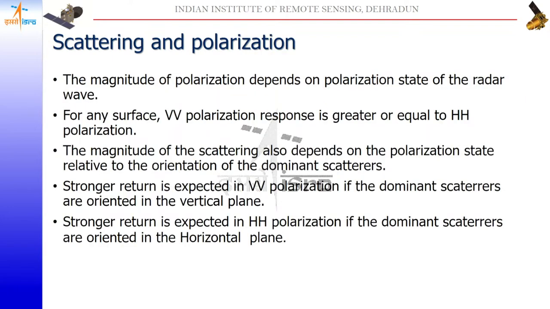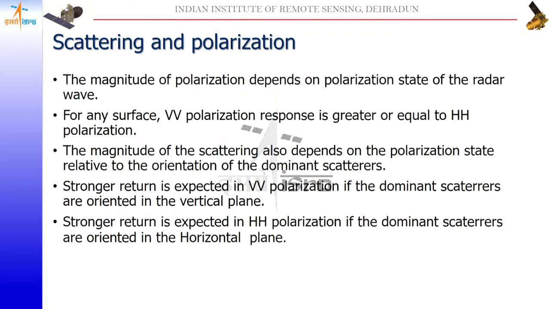So how are scattering and polarization dependent? We can say the magnitude of the backscatter depends on the polarization state of the radar wave. For any surface, the VV polarization response is greater than or equal to the HH polarization. So VV always has a higher backscatter than or equal to HH polarization. HV will have a much lower backscatter in any type of feature.